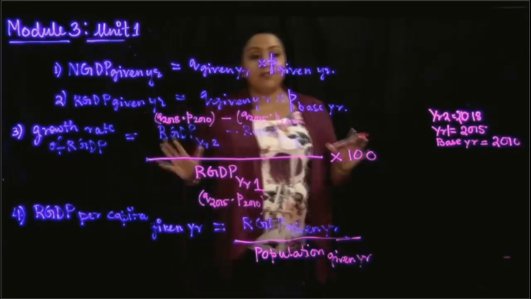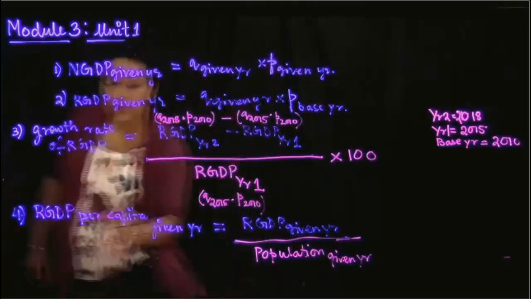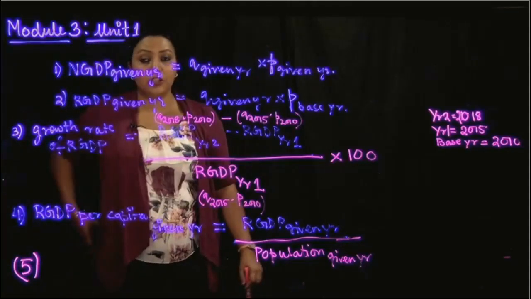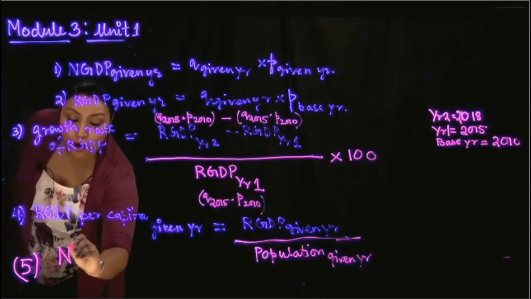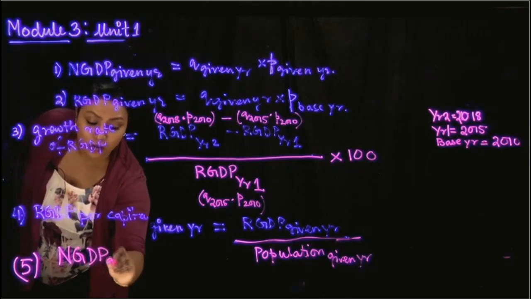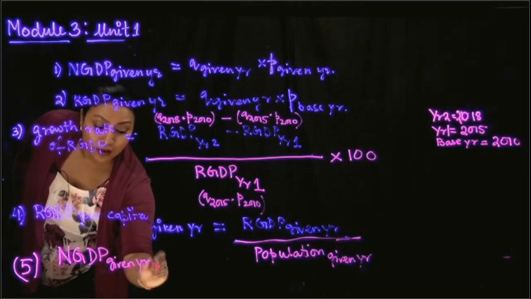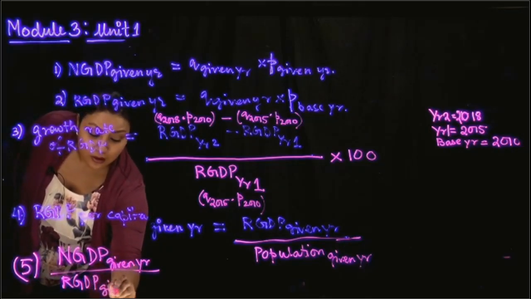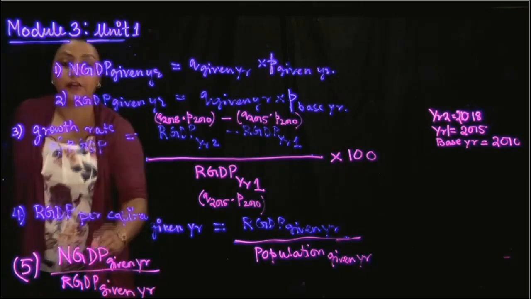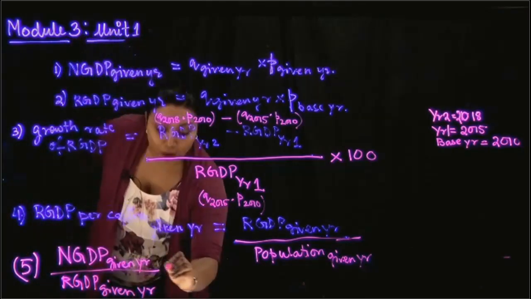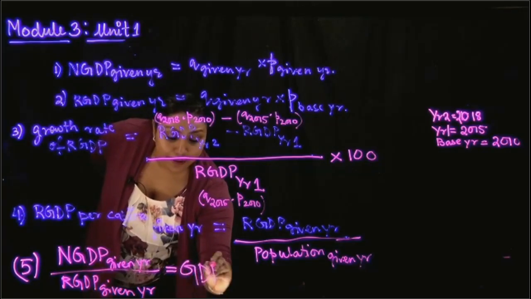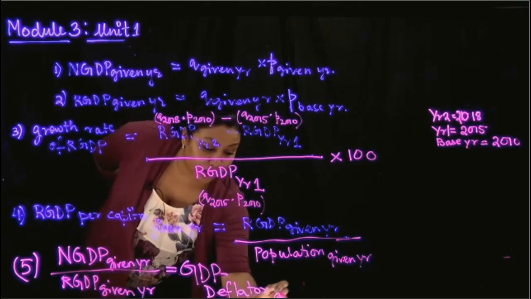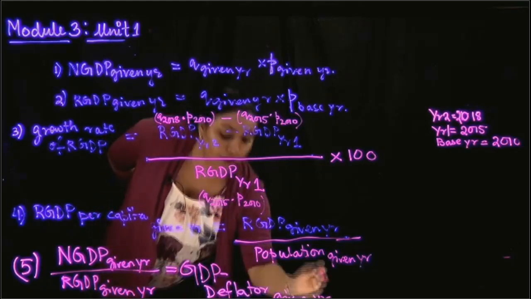Now the last and final formula which you must know is the relationship between nominal GDP and real GDP. When you take the ratio of the nominal GDP of a given year divided by the real GDP of that same given year, you end up getting the GDP deflator of the country for that particular year. That's a very important formula. You are getting the GDP deflator of this given year.